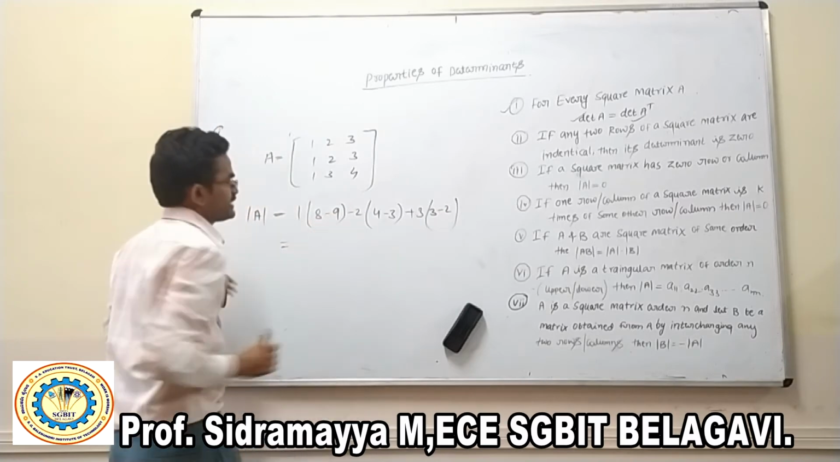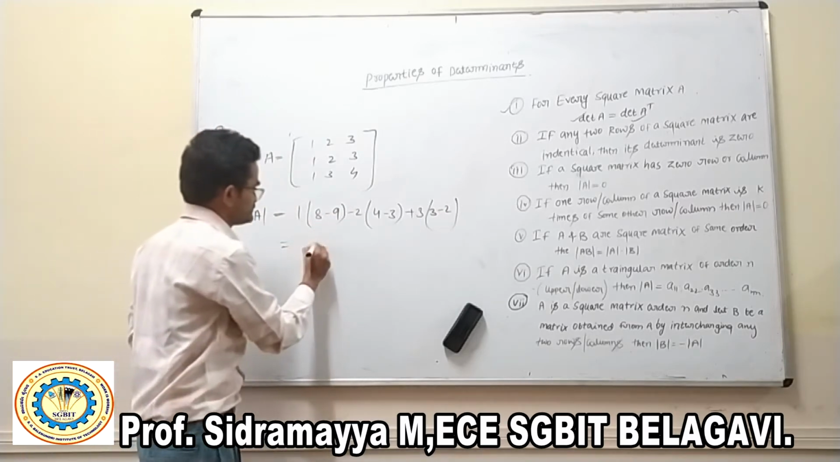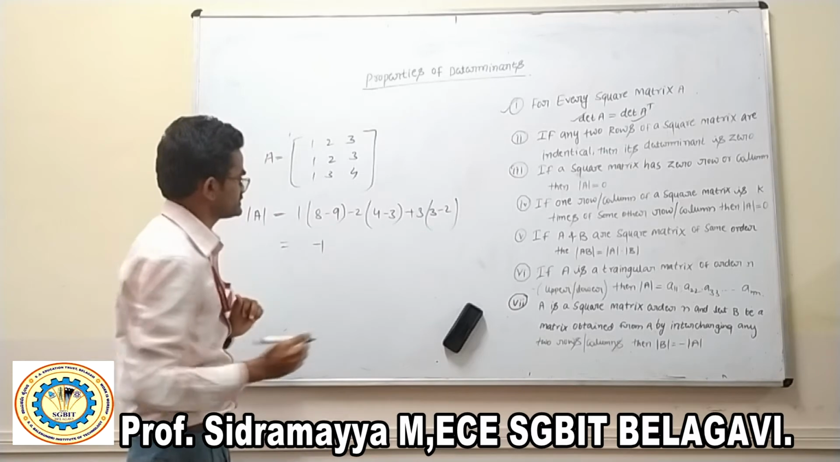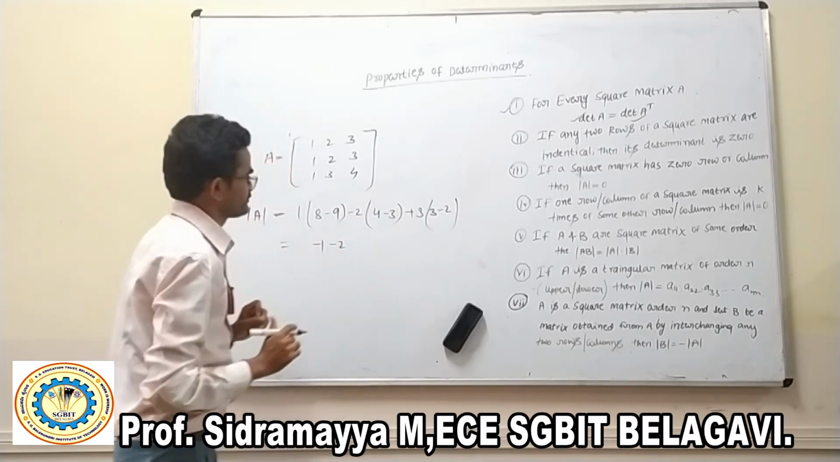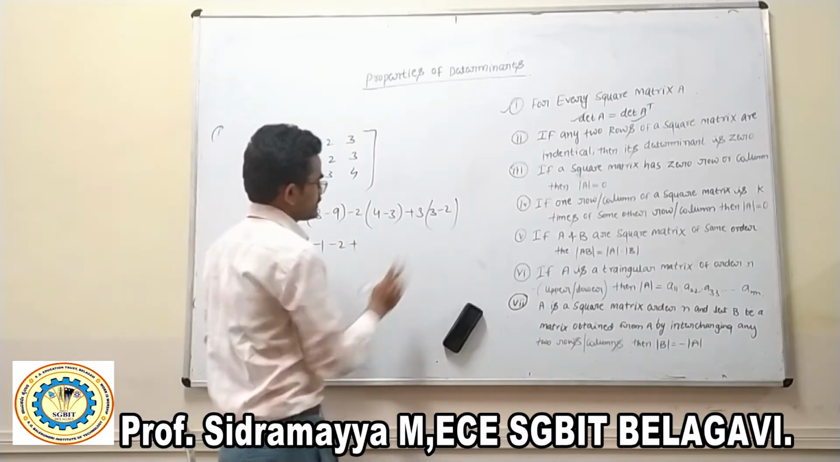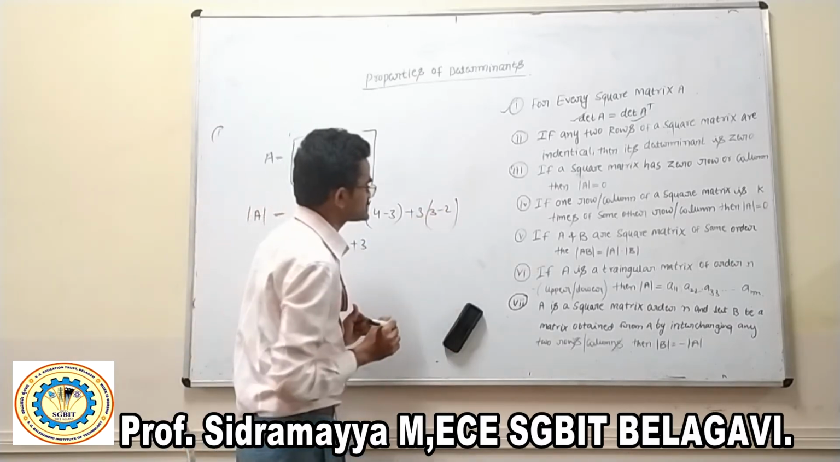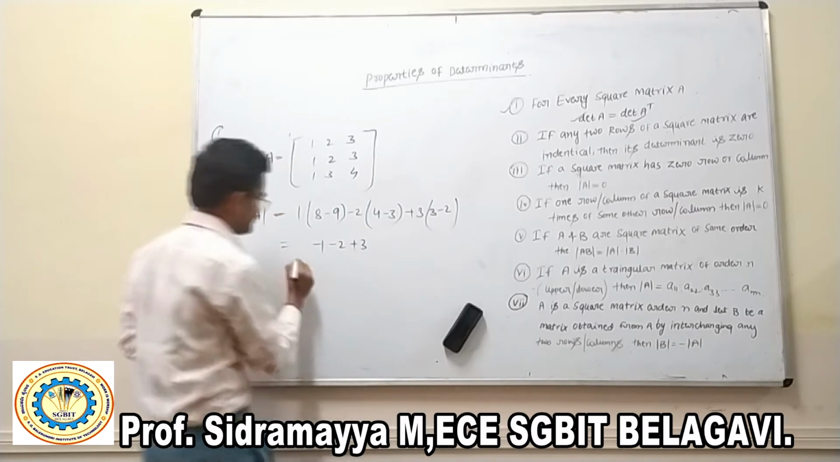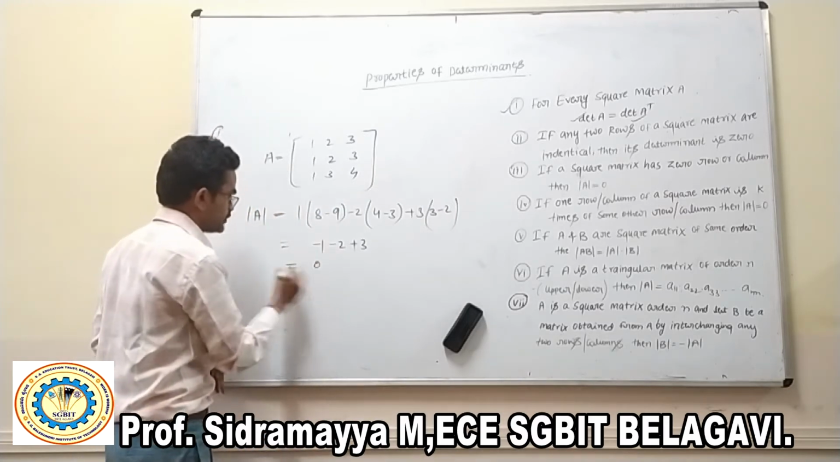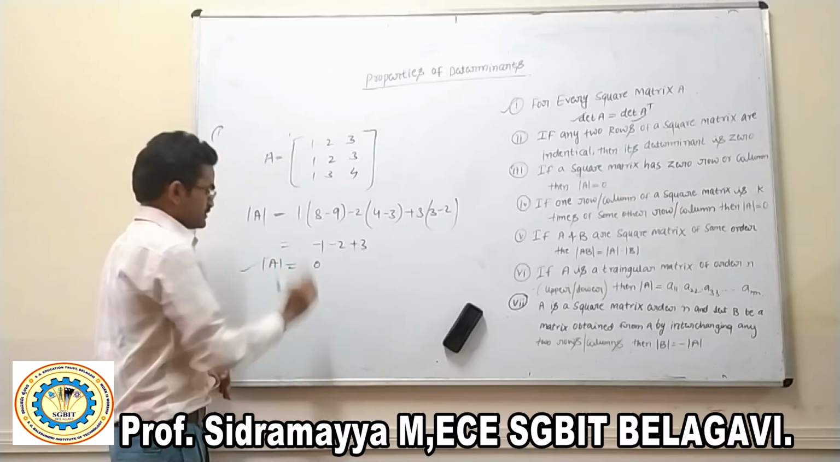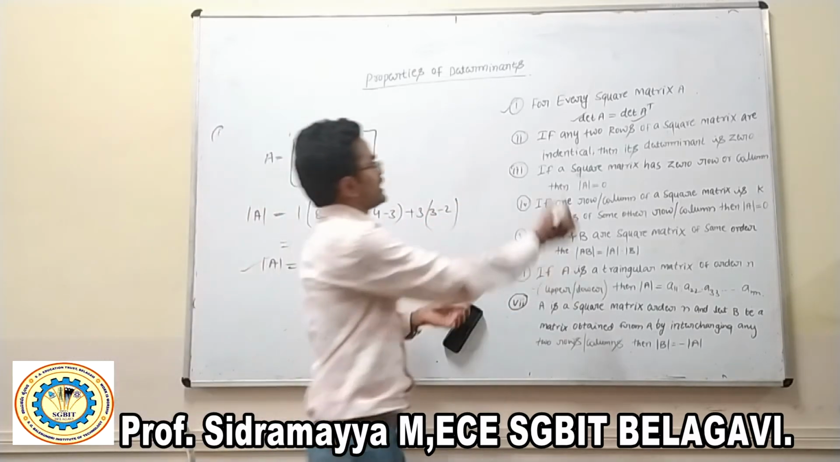So here 8 minus 9 is minus 1. Minus 1 into 1 is minus 1. So here minus 2, 4 minus 3 is 1. Okay, plus, so 3 minus 2 is 1. So 1 into 3 is 3. So here minus 1 minus 2 minus 3 plus 3 becomes a 0. So what it says is that this property holds good.